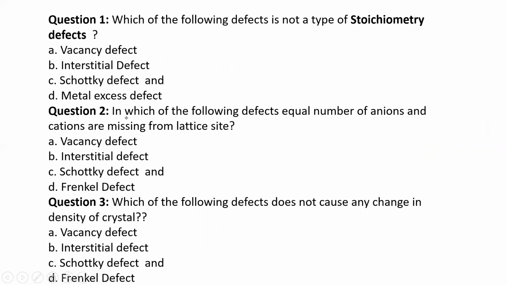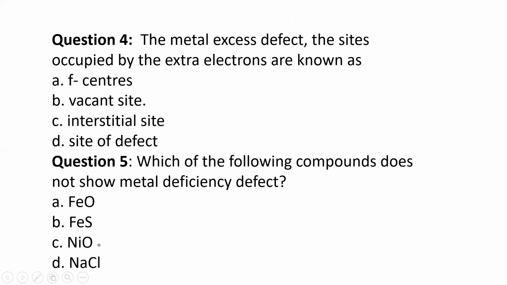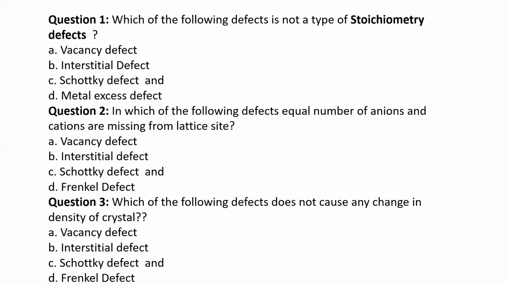Next, in which of the following defects are equal numbers of anions and cations missing from the lattice site? That is nothing but Schottky defect, because equal numbers of cations and anions are missing from the lattice site. Next, question number 3. Which of the following defects does not cause any change in the density of crystal? That is Frenkel defect, because in Schottky defect the density of the crystal decreases due to some cations and anions missing from the lattice site. So answer for the third one is D.